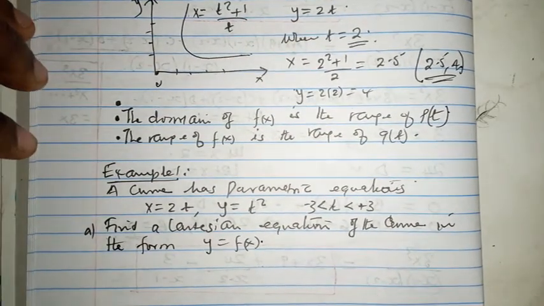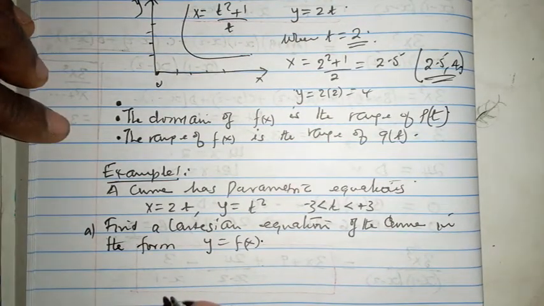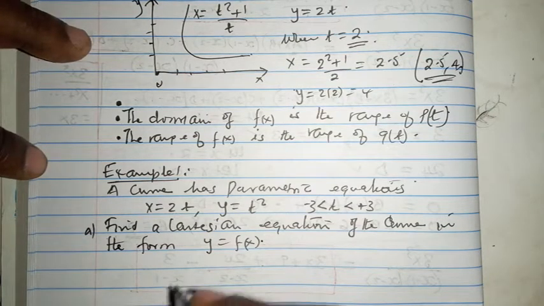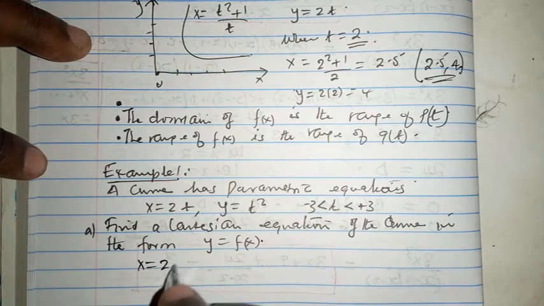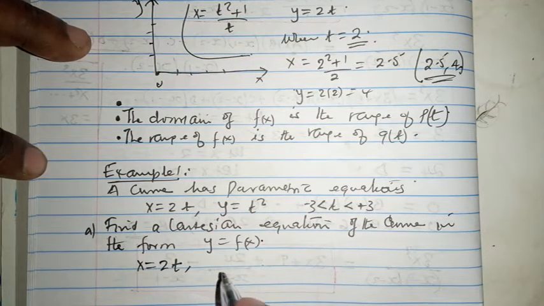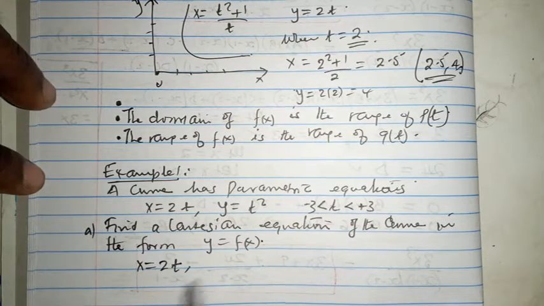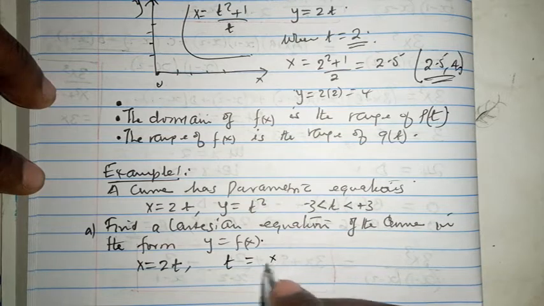In an attempt to do this one, we know that if x is equal to 2t, we need to make t the subject of the formula so that we can exactly see the relationship. So t is equal to x over 2.